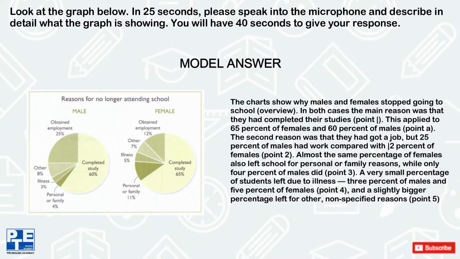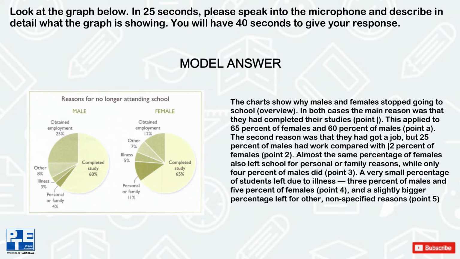Point 2. The second reason was that they had got a job, but 25% of males had work compared with 2% of females. Point 3. Almost the same percentage of females also left school for personal or family reasons, while only 4% of males did.